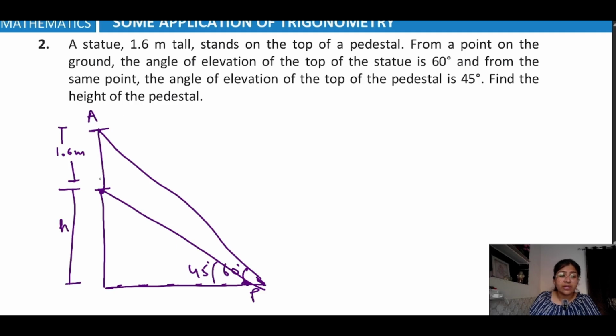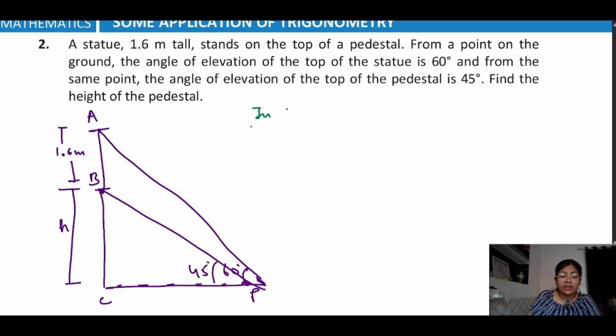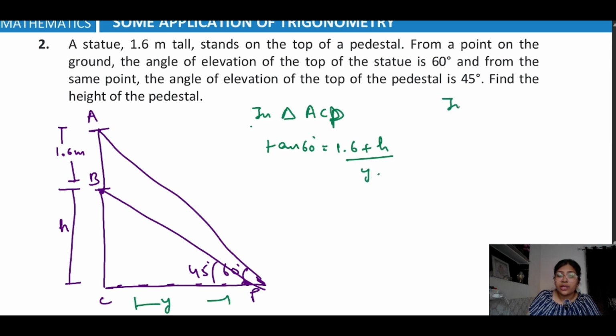Okay, we have two triangles. So let's see the solution. In triangle ACP, tan 60 equals 1.6 plus h divided by CP. Let this CP be y. In triangle BCP, tan 45 equals h over y.